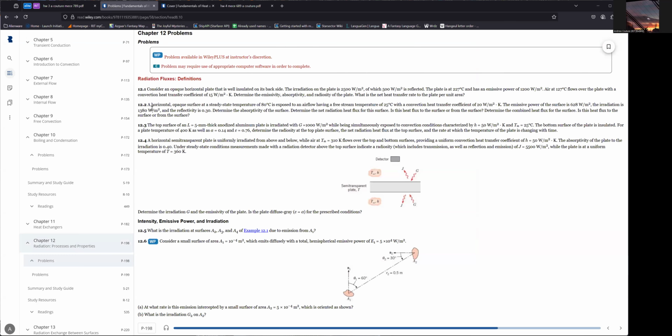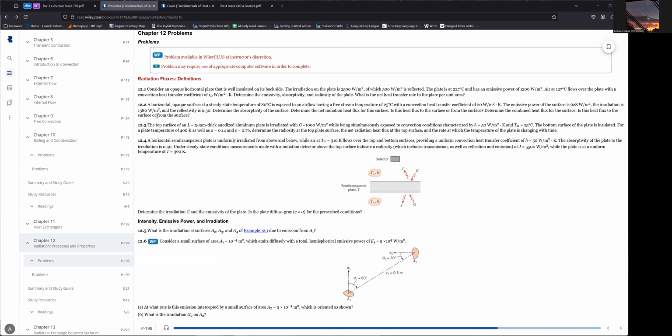So for a brief rundown of the question, a horizontal opaque surface at a constant steady temperature of 80 degrees Celsius is exposed to airflow at 25 degrees Celsius with a convection heat transfer coefficient of 20 watts per meter squared Kelvin, and the emissive power of the surface is 628 watts per meter squared, and the irradiation of the surface is 380 watts per meter squared, with a reflectivity of 0.3.